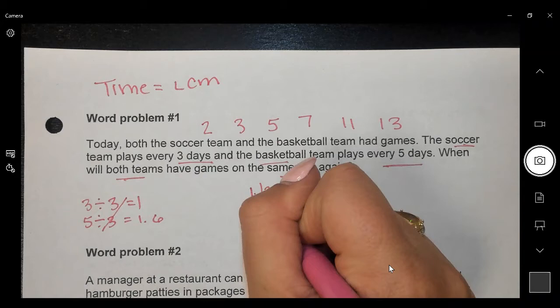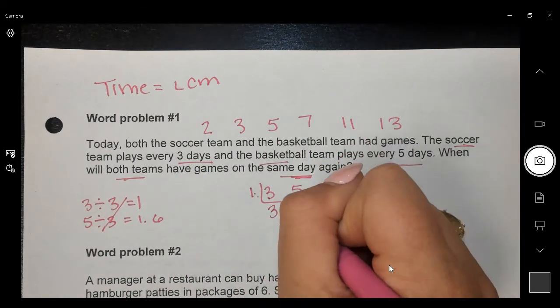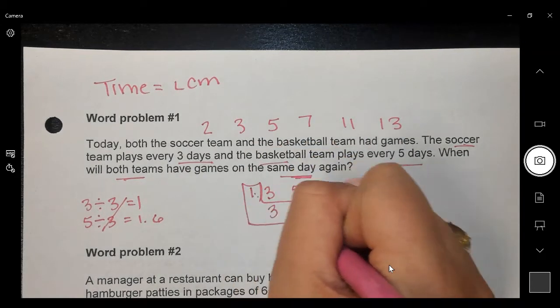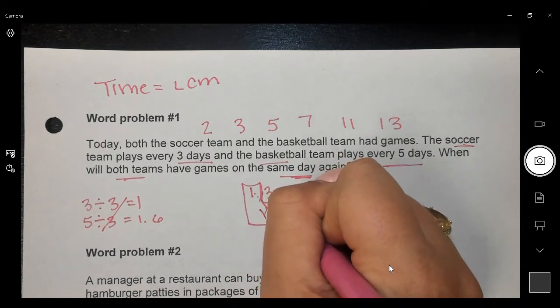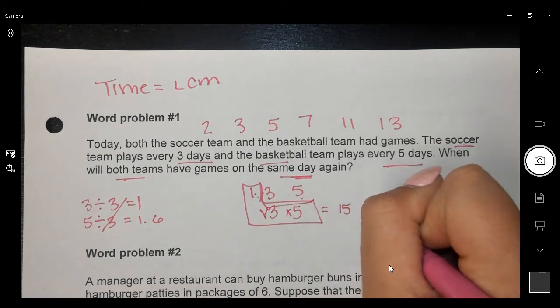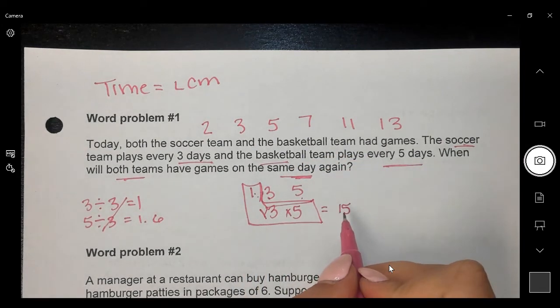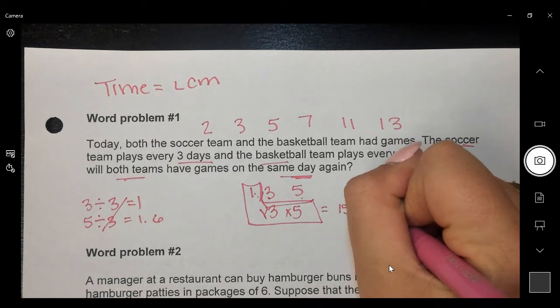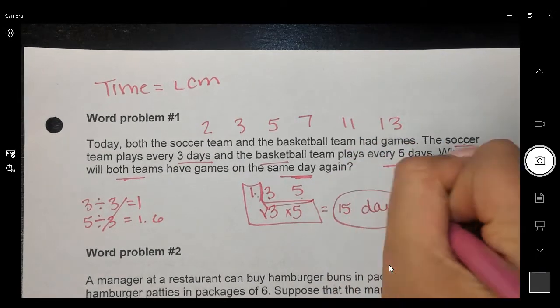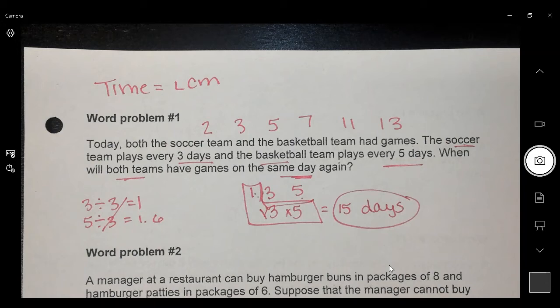So 3 divided by 1 is 3. 5 divided by 1 is 5. I'm going to draw my L and multiply, and I get 15 days. So every 15 days, there's going to be 2 games. There's going to be a soccer game and a basketball game.